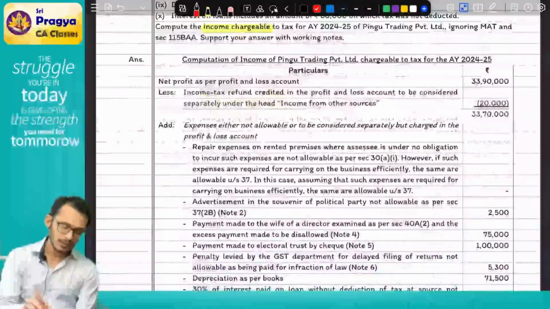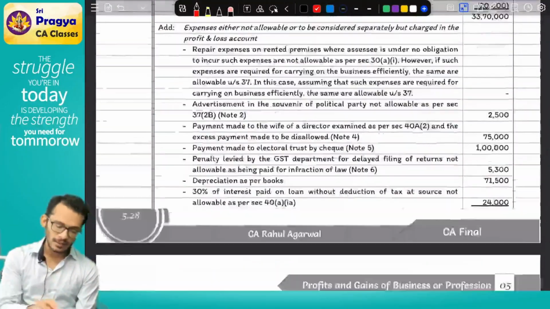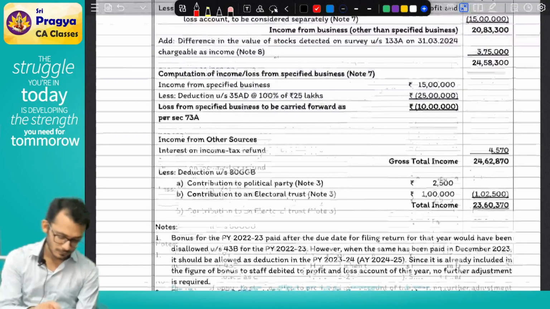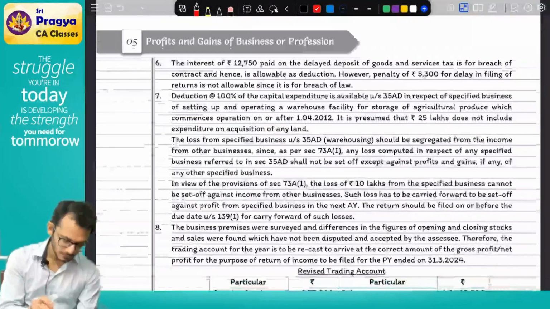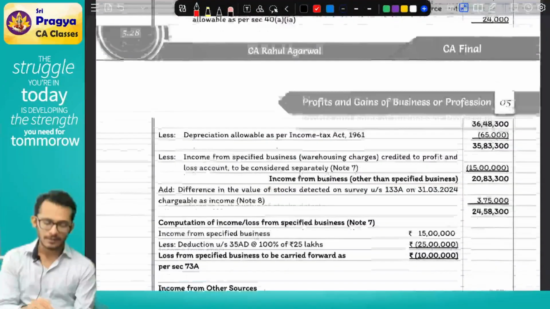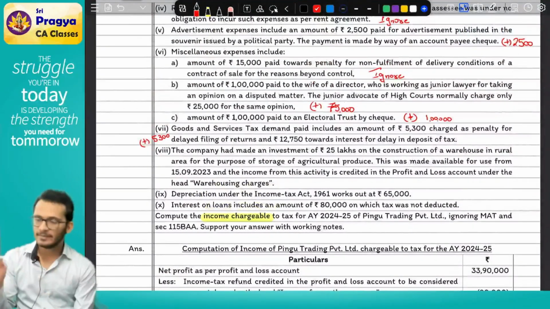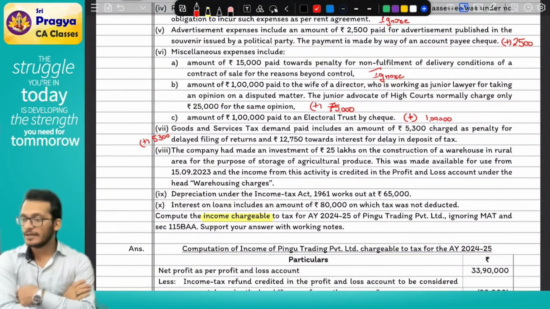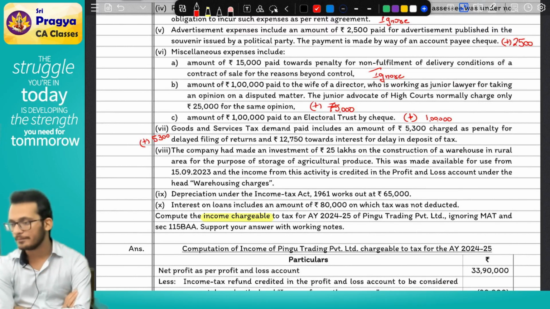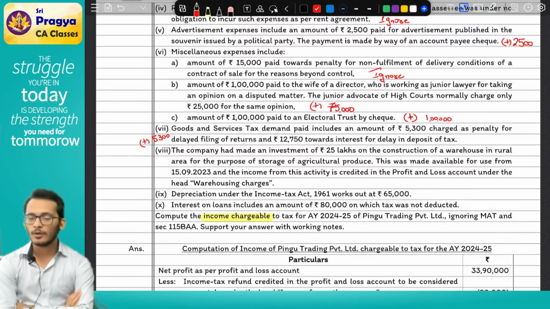Let's see what ICAI has done. ICAI has come and taken it as PGBP. Since they have taken it as PGBP, they have formed it as specified business. They made two assumptions. Assumption number one, they came and said this is PGBP. Assumption number two, they came and said we want to claim 35AD.